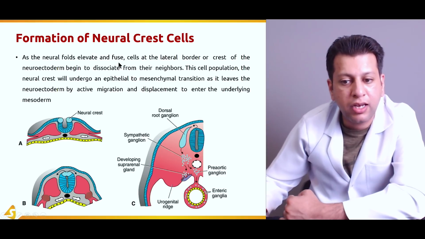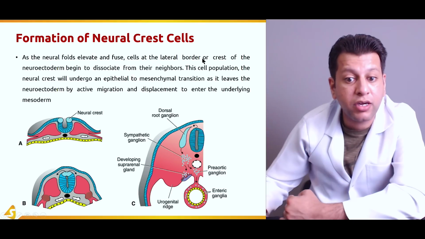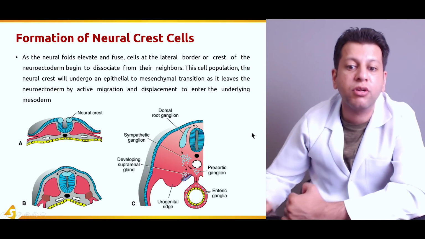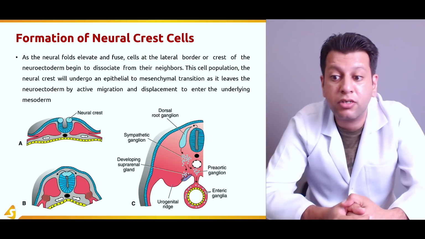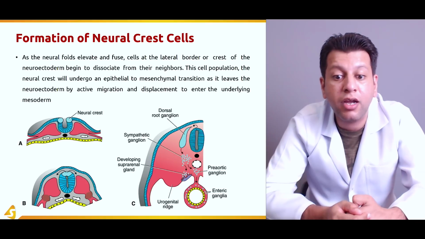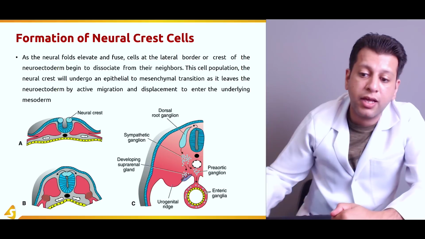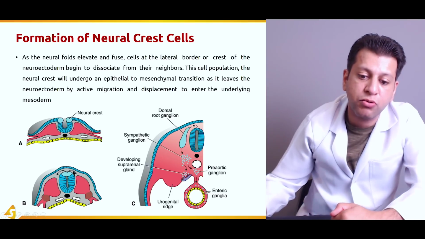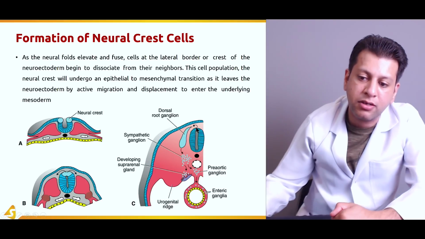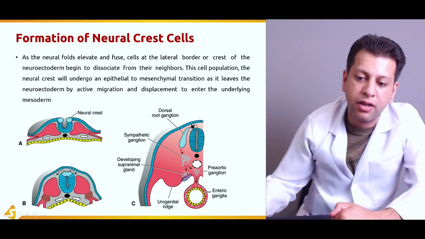As the neural folds elevate and fuse, cells at the lateral border of the crest of the neuroectoderm begin to dissociate from their neighbors. The cell population of the neural crest will undergo an epithelial to mesenchymal transition as it leaves the neuroectoderm by active migration and displacement to enter the underlying mesoderm. So what happens is, here the neural tube is closed but cells are continuously dividing. And this is the mesoderm, the paraxial, intermediate and lateral plate, and this is the endoderm. In this diagram, this is a cell which was present right over here. They started to migrate like this.